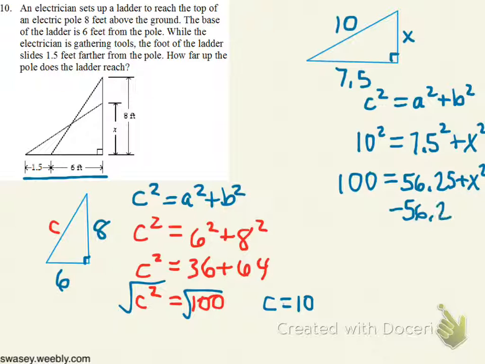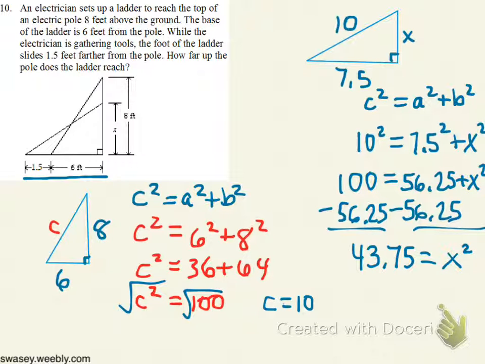Subtract 56.25 from each side. So we have 43.75 equal to x squared. To get rid of squared, we'll square root. Only a positive answer makes sense here. So we get approximately 6.6 feet.